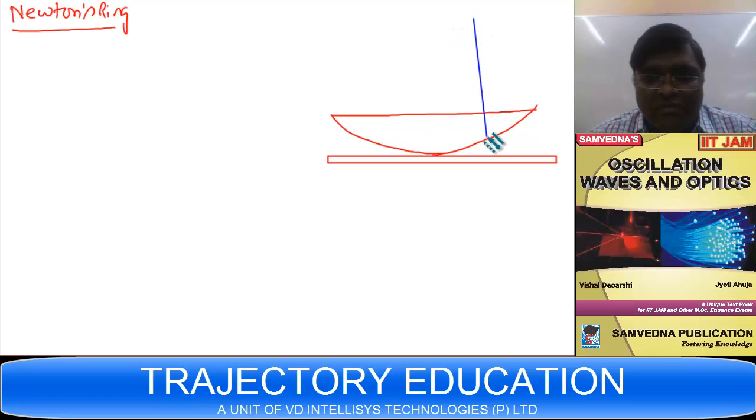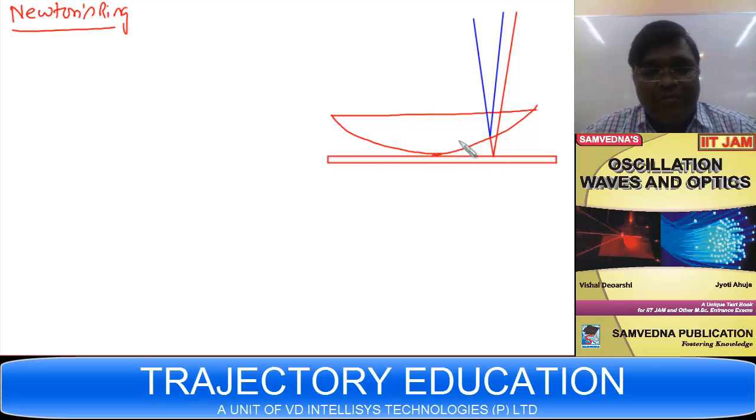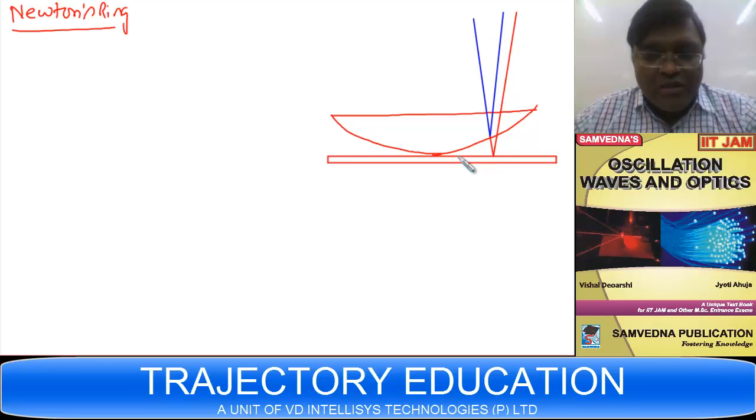Light is incident almost normally on this plano-convex lens. It gets reflected from the surface, and a part of the light will get refracted. It will be reflected from the lower surface, right? Lower surface. Here the film is, this is the film. The thickness starts from 0 and increases rapidly compared to the wedge-shaped film.